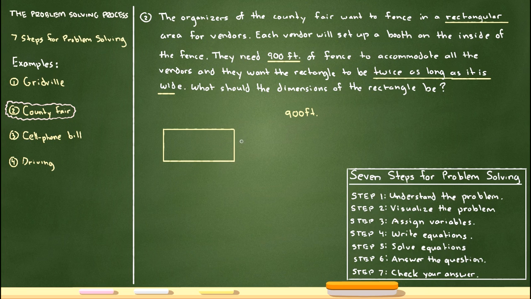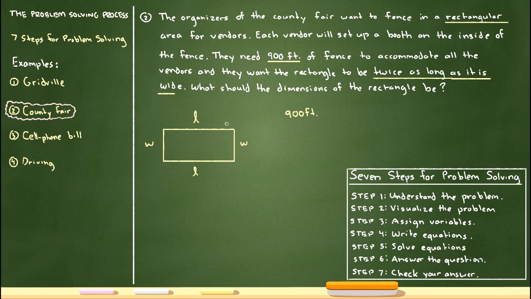This, we could label the sides W. Okay, so this is step 3, assigning some variables. And we have L and W. So for length, I like to do a cursive L. Okay, now we want to go ahead and write equations.